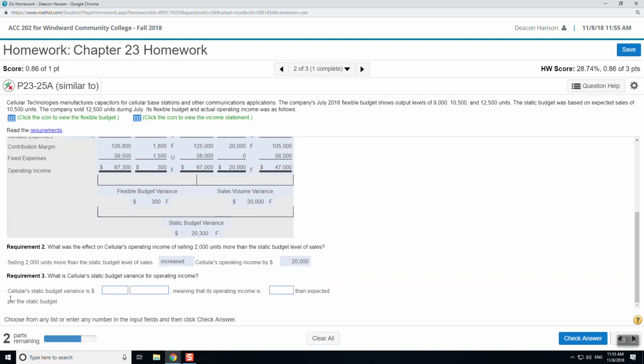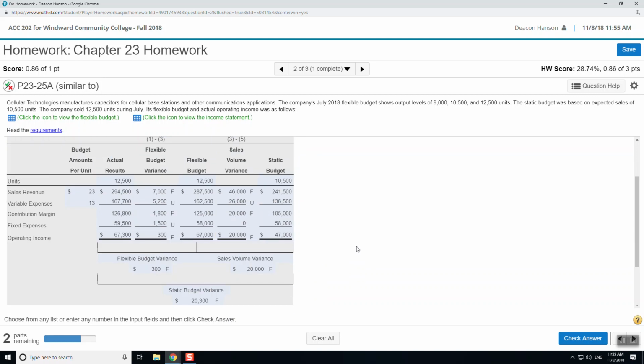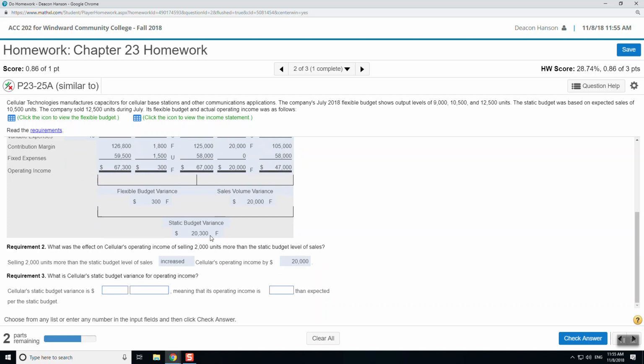Then, what is Cellular's static budget variance for operating income? I know it's favorable. Operating income is 20,300, favorable, meaning that operating income is higher than expected. So this one says static budget variance. You can see the label right there. So that one is asking for the overall.